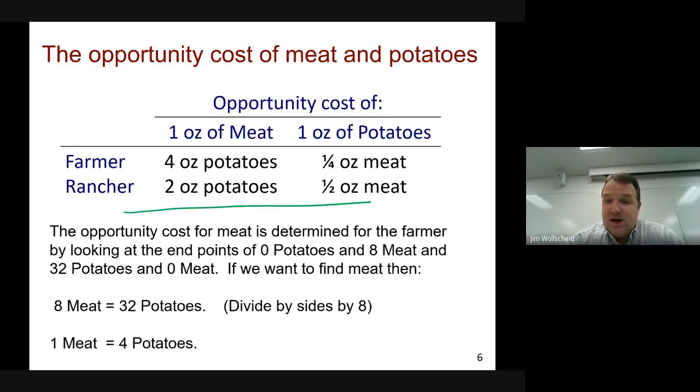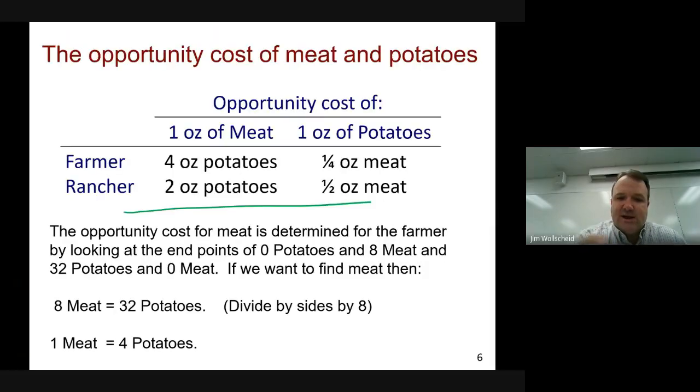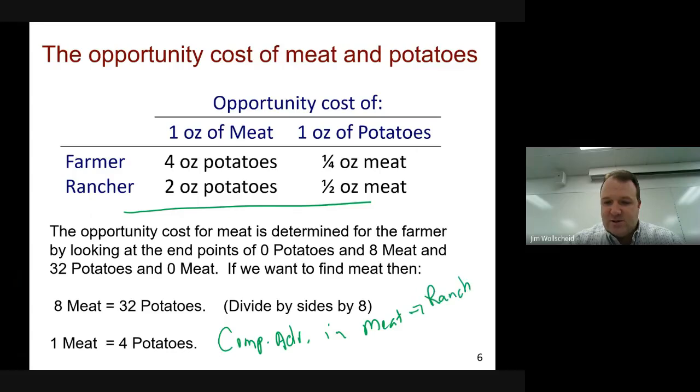And then whatever question was asked of me on the test, I now have the information to be able to answer it. So if I was asked, who has the comparative advantage in meat? Well, I would simply look at the table here and go, 2 is less than 4, so I would know the answer is the rancher. I would look at potatoes. Who's got the smallest cost? That's the farmer. So that should match up.